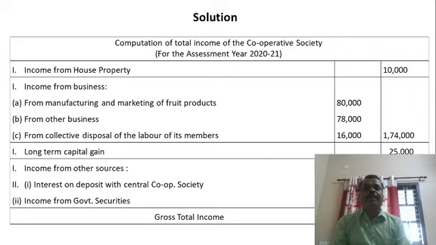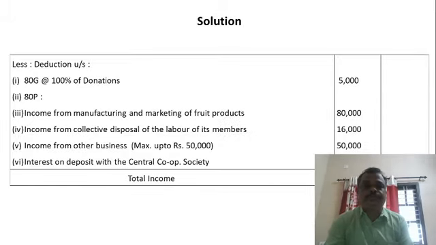Long-term capital gain under section 45 25,000. Income from other sources under section 56. First one, interest on deposit with the Central Cooperative Society 16,000. Interest from government securities 8,000, 24,000. So together, after adding 10,000 income from house property, income from business 1,74,000, long term capital gain 25,000, income from other sources 24,000. Answer is gross total income. Gross total income is 2,33,000.